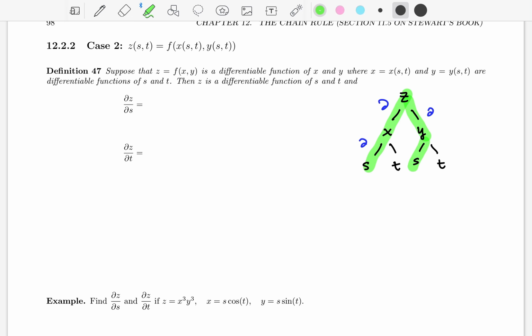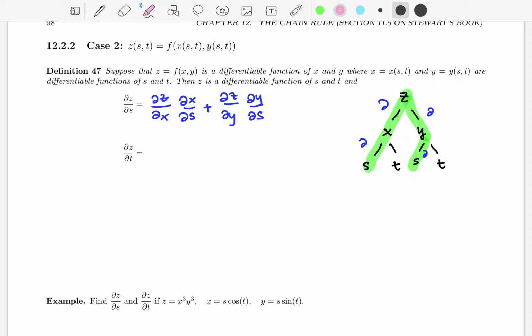So then this is going to be equal to the partial of z with respect to x times the partial of x with respect to s plus the partial of z with respect to y times the partial of y with respect to s. And if I have to do it for t, it's exactly the same thing, okay? If I have to do it for t, then I have to go through the branches.